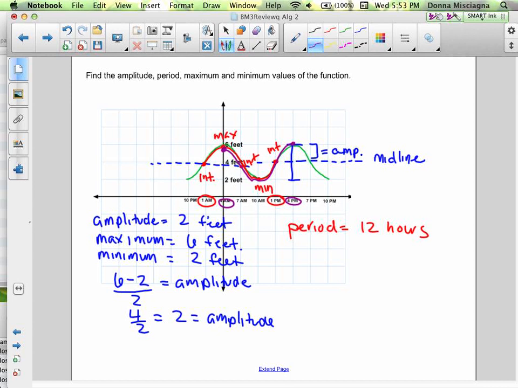And we've already identified the max and min and period and amplitude, and that was all we were going to identify. So this one was a little bit tricky, because you had to hone in on where the starting point is and where it should end. And whether you looked at it as sine or as cosine, you would be correct either way in finding the period.